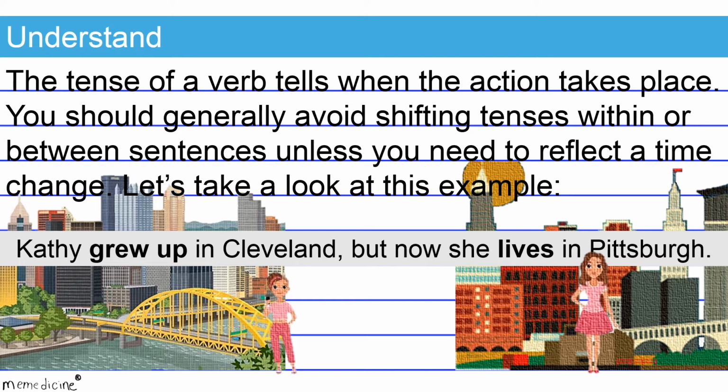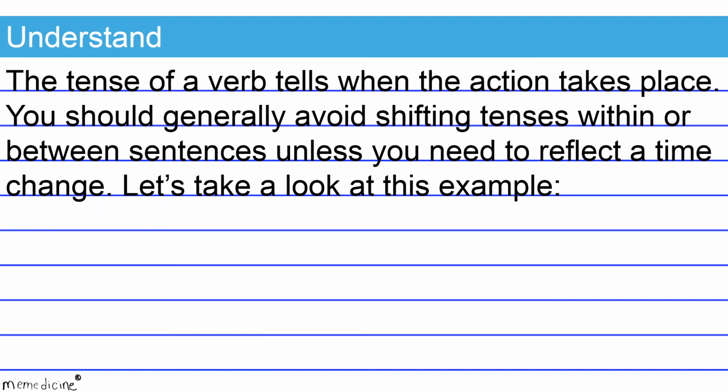We shift from Kathy's younger years, as indicated by the verb phrase grew up, and then to her present adult self with the verb lives. As I previously stated, this shift in tense is appropriate. Or check out this second example.